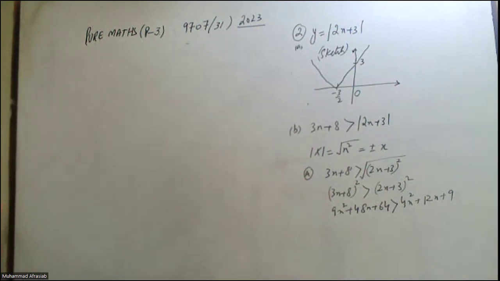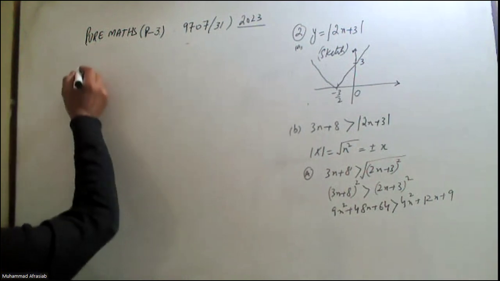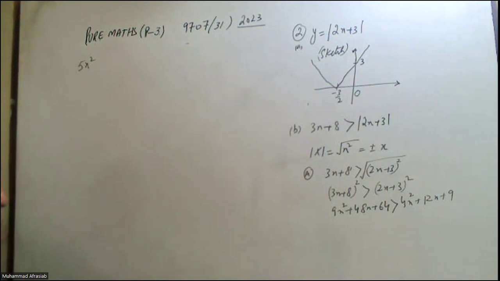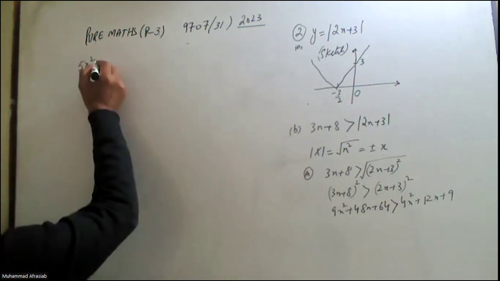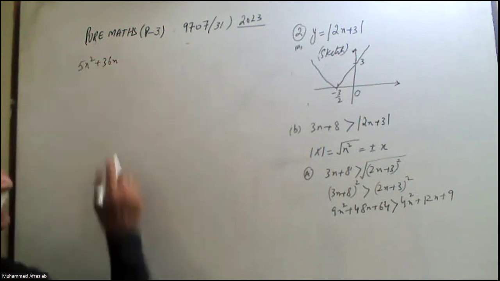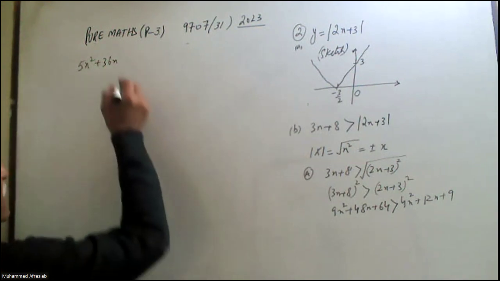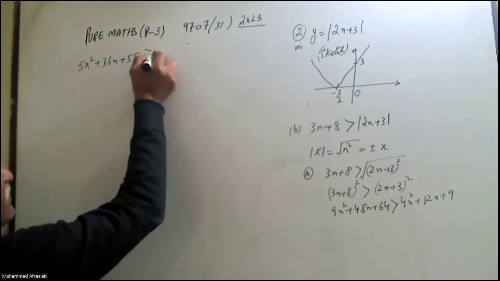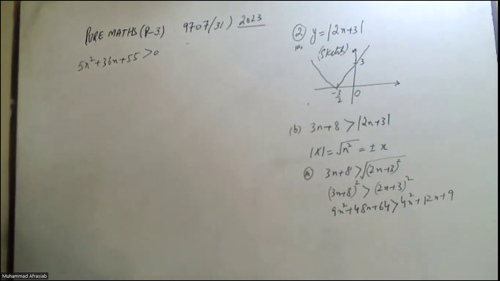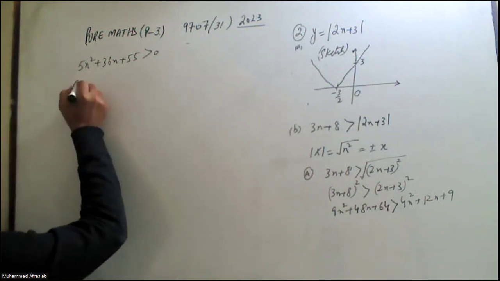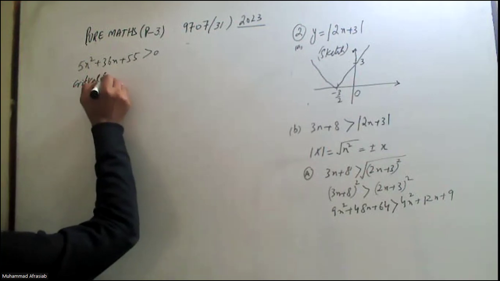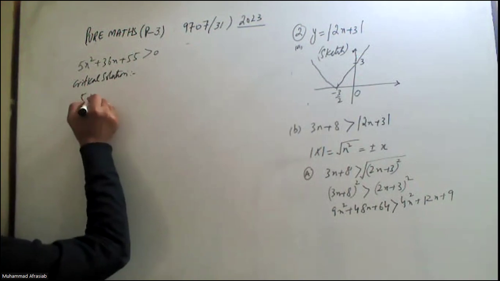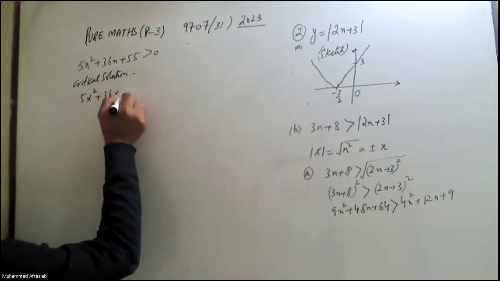This will become 9 minus 4 is 5x square, 48 minus 12, that is 36x, plus 64 minus 9 is 55, and that thing is greater than 0. Now you can apply the critical solution. This means that you are making this equation equal to 0.